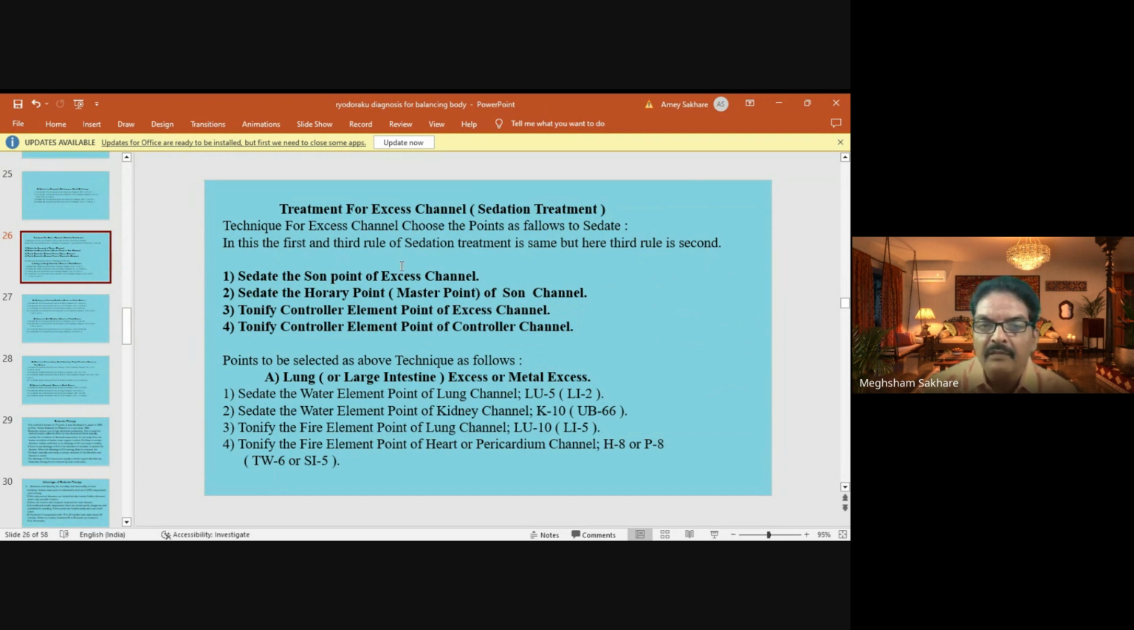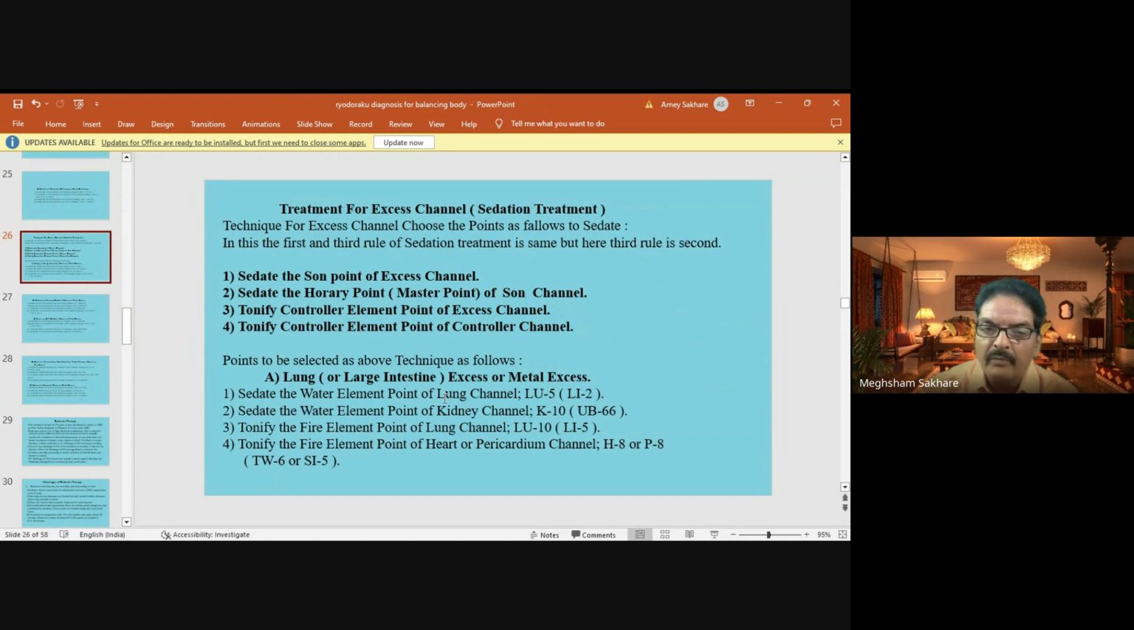Sedate the sun point of the excess channel, sedate the horary point or master point of the sun channel, tonify the controller element point of the excess channel, tonify the controller element of the controller channel. Points to be selected as per the above techniques, lung excess or metal excess.